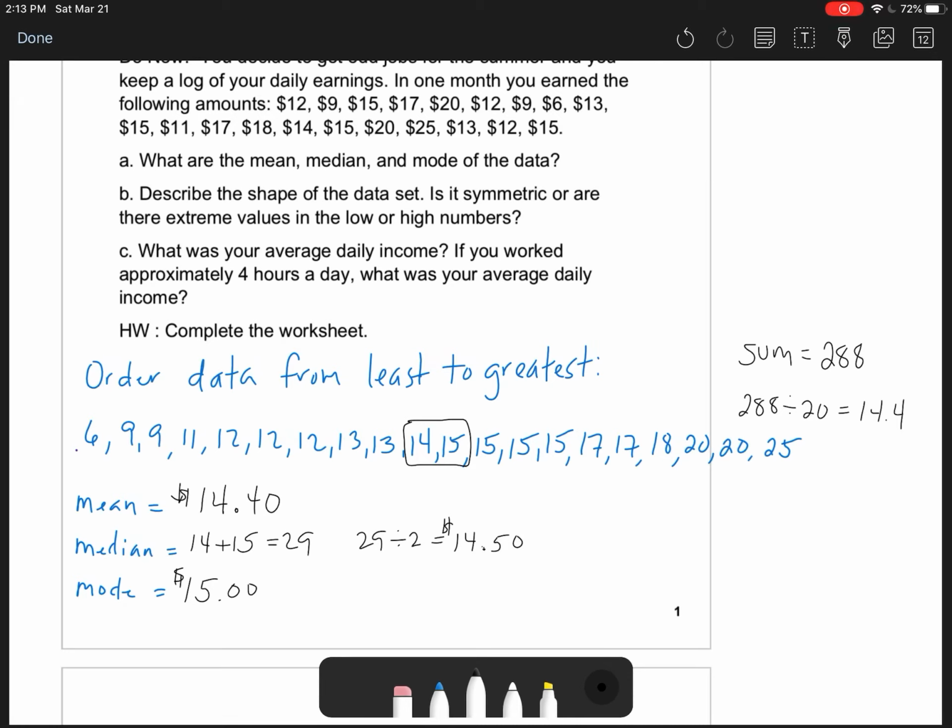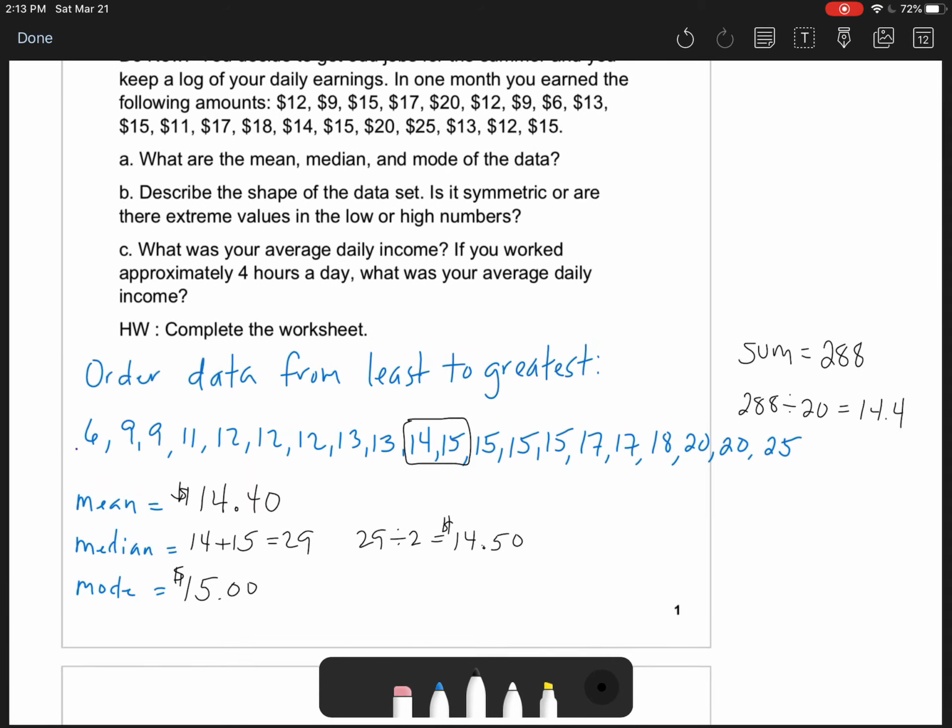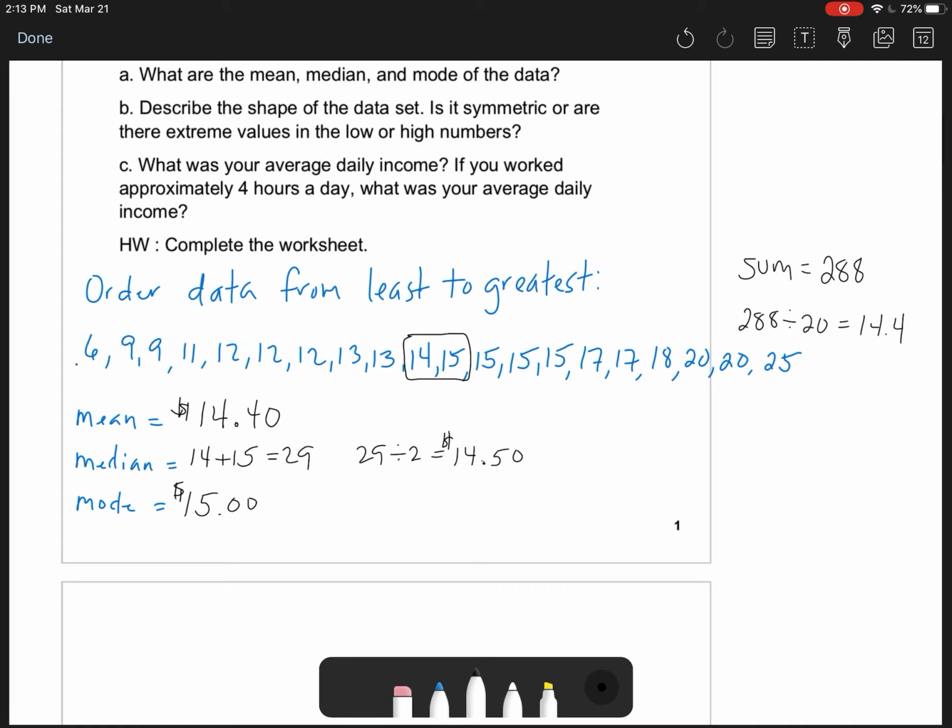Question B, describe the shape of the data set. Is it symmetric or are there extreme values in the low or high numbers? We do have extreme values. Okay, so this isn't really symmetrical. We do have high numbers. Our extreme values would be 6 and 25, because that's a really wide range of numbers. Think about it. Remember, this is your daily earnings. So one day you earned $6 and another day you earned 25. All right, so that's a pretty wide range.